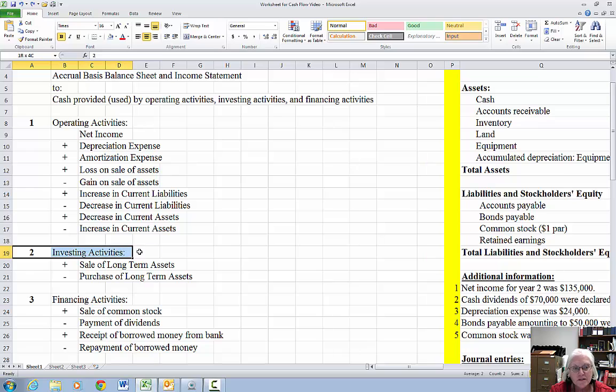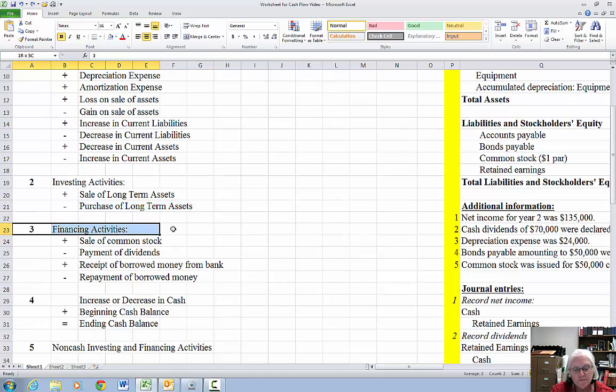In the investing activities area, all we're going to take care of are our changes in long-term assets. And the primary changes are we sold some, which gives us cash, or we purchased some, which used our cash. It's pretty simple. Third area is financing activities.